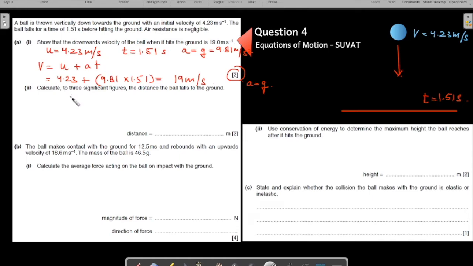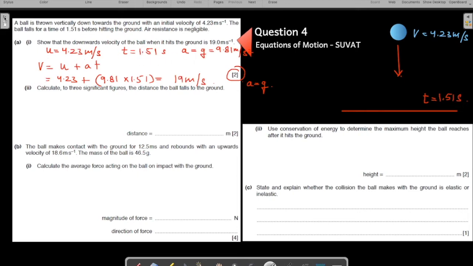So it's always a good idea that you write the formulas at least before you start solving the question. Now the second part: calculate to 3 significant figures the distance the ball falls to the ground. You have to calculate this distance. Look at the values that you know. You know u, you know t, you know g, you know v. Now you know v as well. So many details are already given.